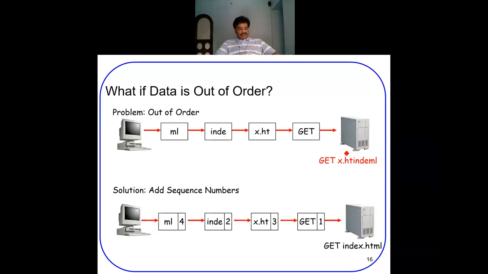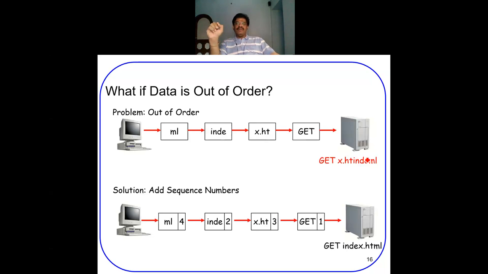We are dividing the data into a number of packets. The packets reach the destination end through various routes, so there may be a data out of order type of problem. See terminal 1. Terminal 1 is requesting in such a format: ml ind x.ht get. This will be processed in reverse order. So get x.ht index.html, that is get index.html.